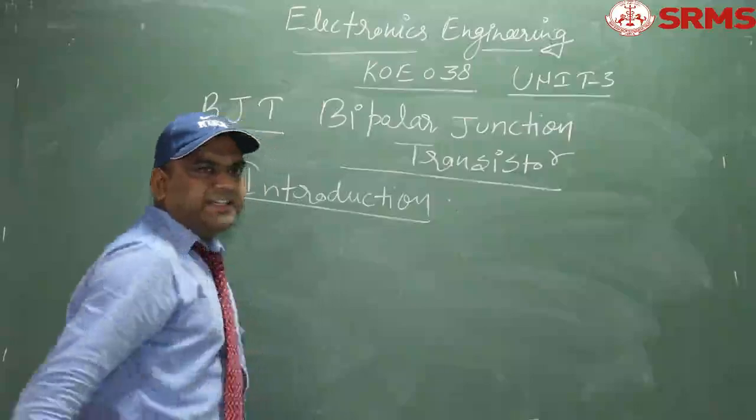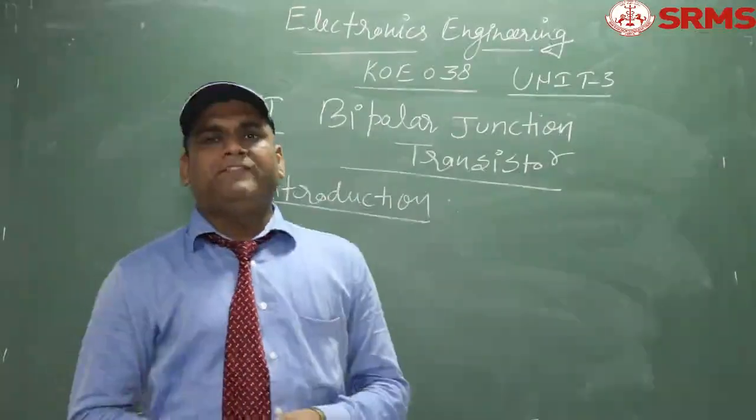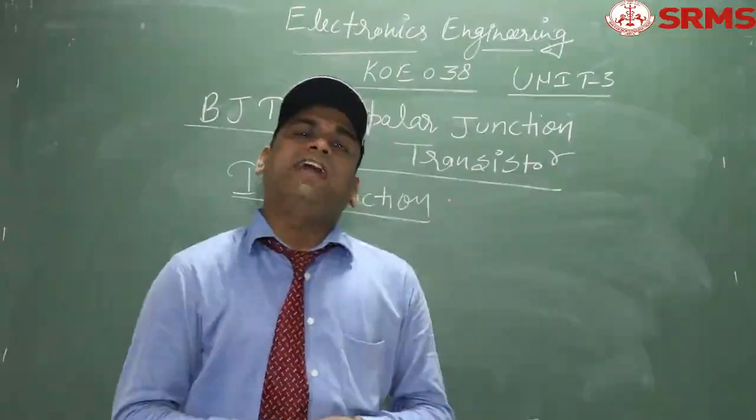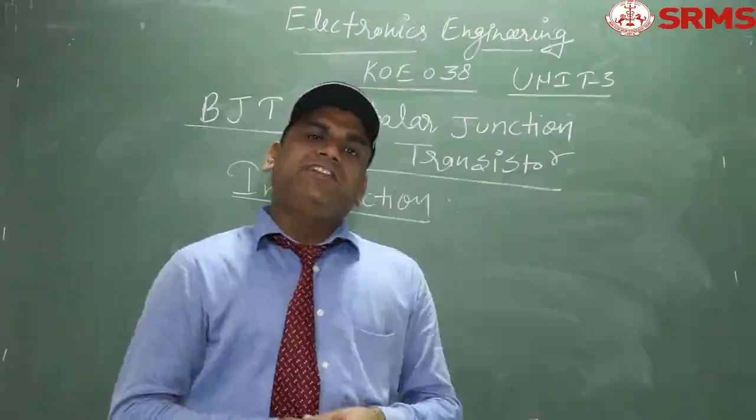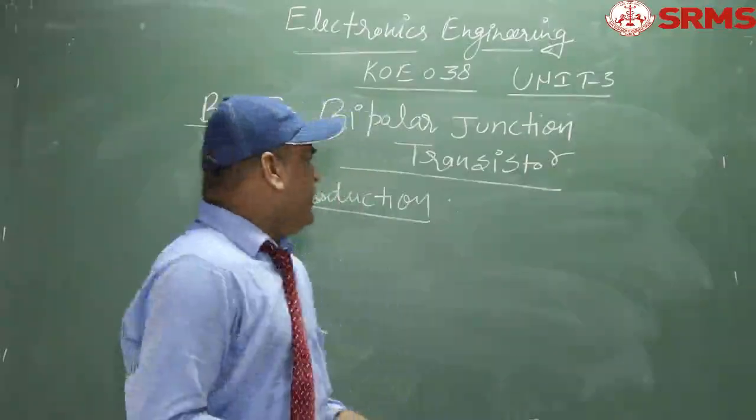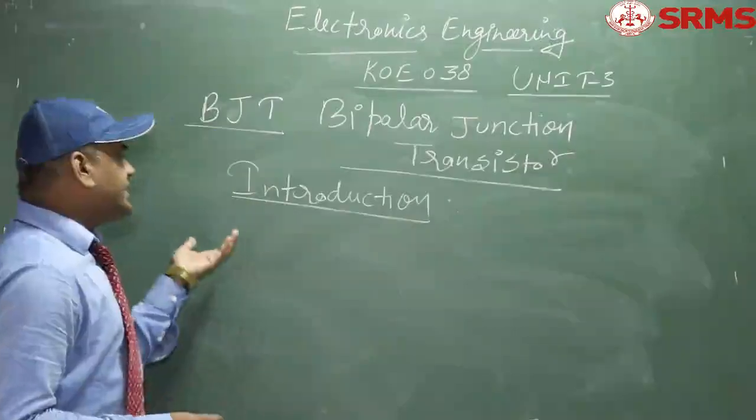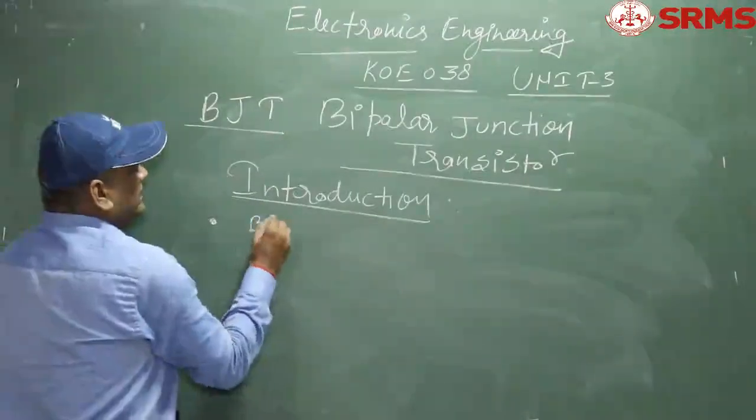I have already explained that with the help of a diode, we are not able to amplify the signal. So we have to design a new active component, or new active device, which is used for the amplification purpose. That means we are able to increase the signal strength if the signal strength is weak. So the main application of the BJT is amplification. So we will start with the introduction. Is that clear?